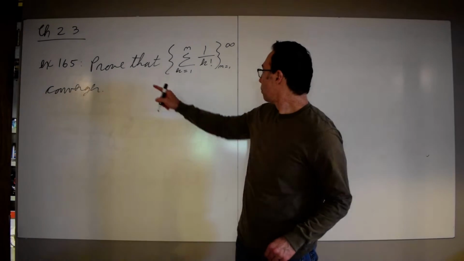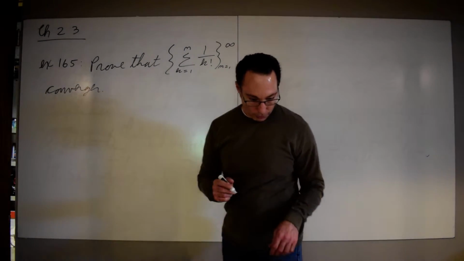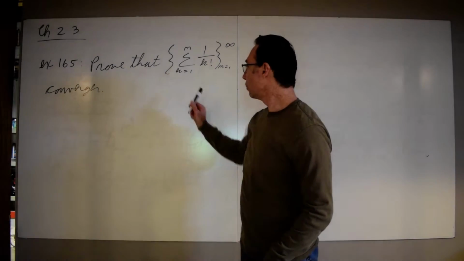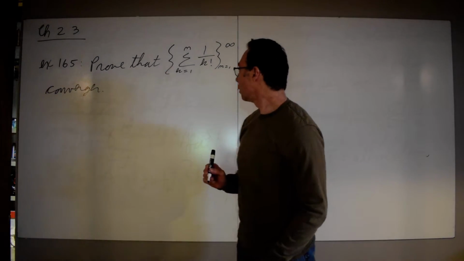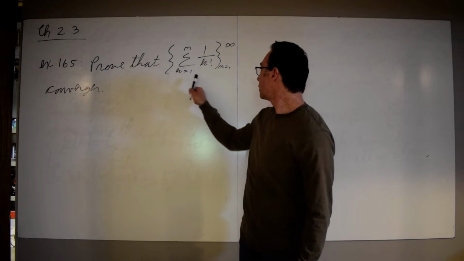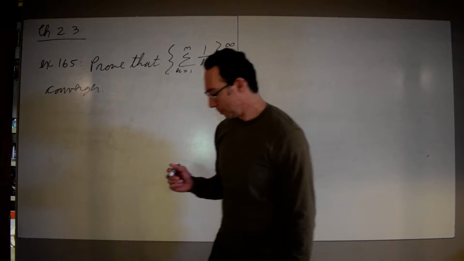So we want to prove that this sequence converges. We're going to use theorem 161, which says every bounded monotonic sequence converges. And so the first thing we want to do is note that this sequence actually is increasing.